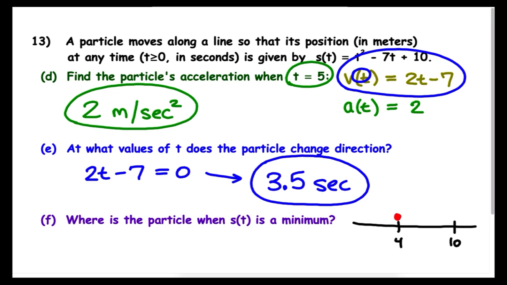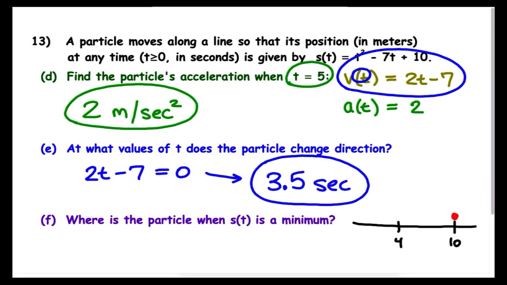So one of two things happened. Okay, let's take it back to the starting point again. It either started to the right, 1, 2, 3.5, changed directions, 4, 5, 6, and ended, in which case the answer would be 4. Where's the particle when the position's a minimum? Well, right where we ended. That's one possibility.